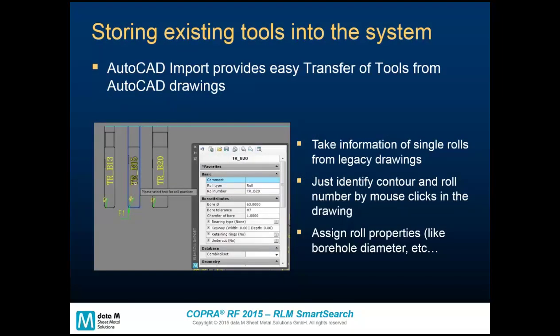So first of all, storing existing tools into the system. We open our AutoCAD drawing or DXF, and we can take this information of single roles from the legacy drawings. We just identify the contour of the role and the role number by a series of mouse clicks, and then we can even assign properties to this contour, our attributes, for example, from a COPRA project we're working on.